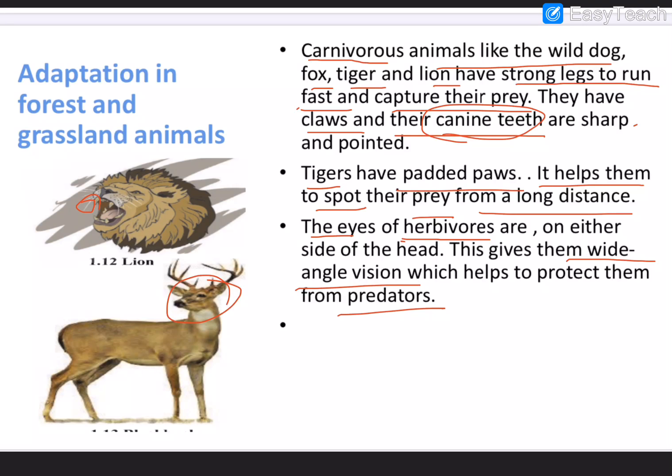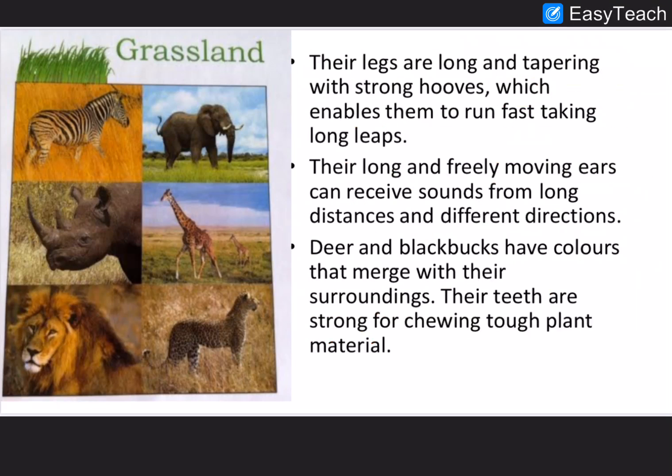So we have discussed carnivorous animals and herbivorous animals in the case of forest and grassland. Herbivorous animals have wide angle vision, with eyes on both sides of their head, and the carnivorous animals have canine teeth, strong legs, and claws, and padded paws in the case of the tiger, which help them to move faster. Next we are going with the grassland.